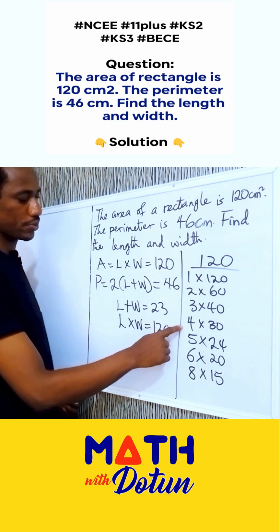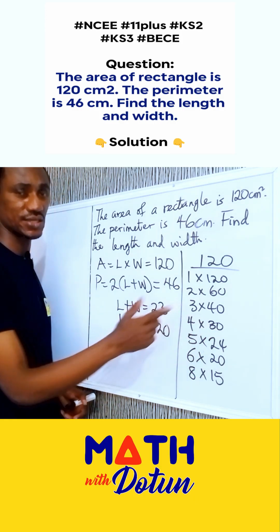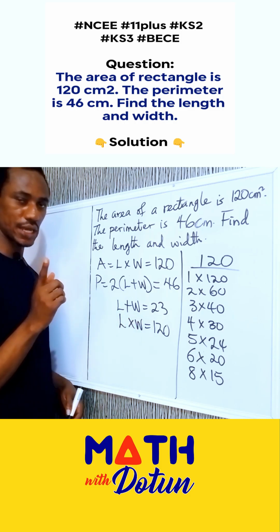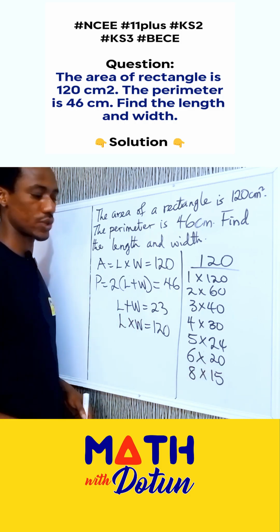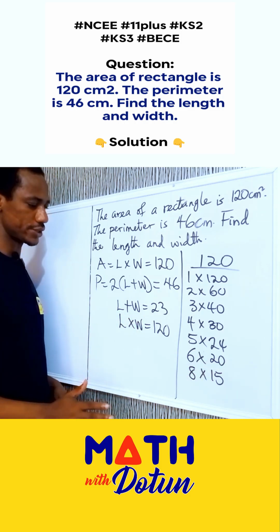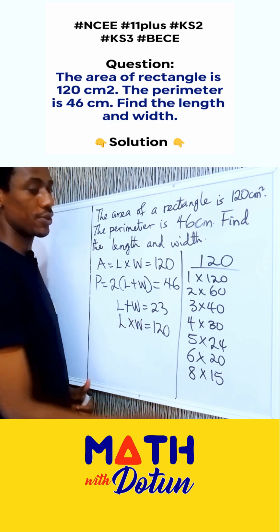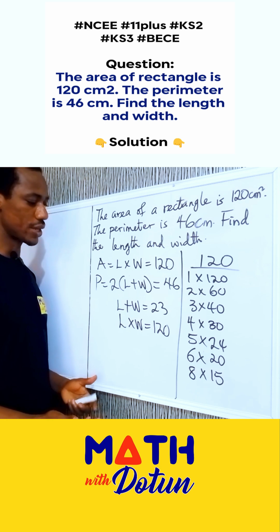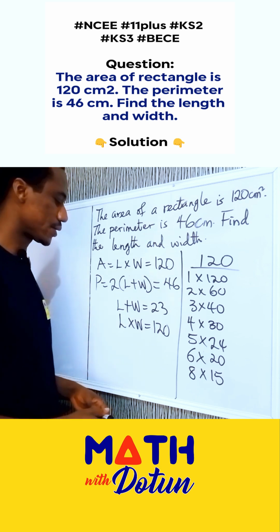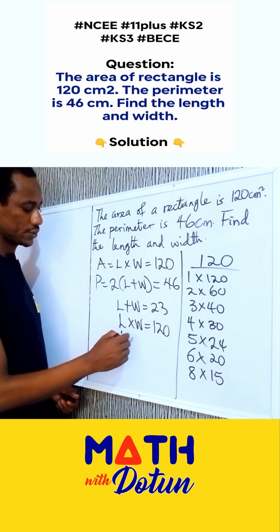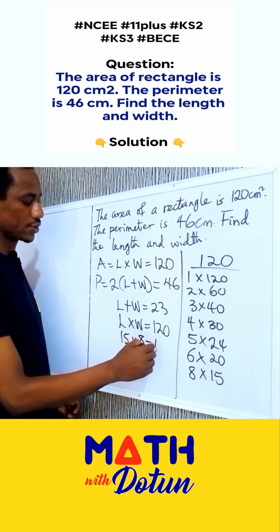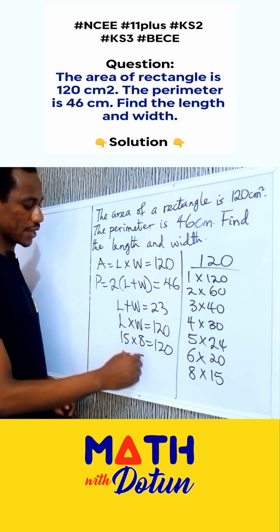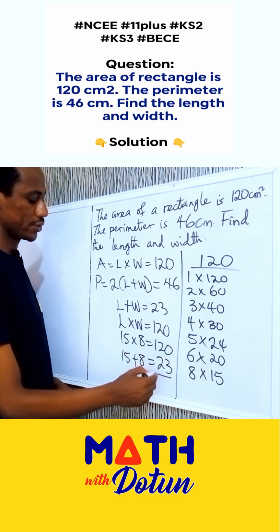But let's add up. We stopped at 4. 4 plus 30 is 34. 5 plus 24, that's 29, not 23. 6 plus 20, that's 26. We're looking for 23. 8 plus 15, that's 23. All right, that's it. 15 times 8 equals 120. And then 15 plus 8 equals 23. Good.